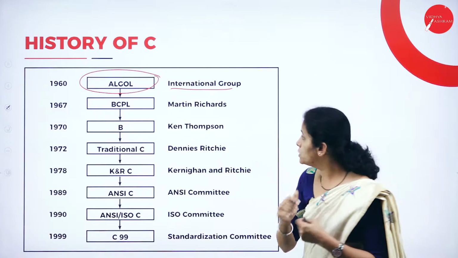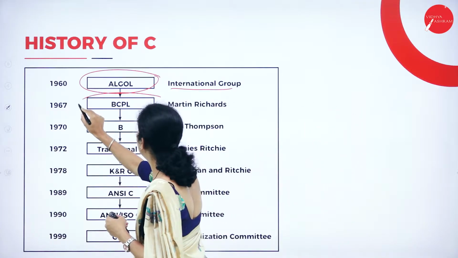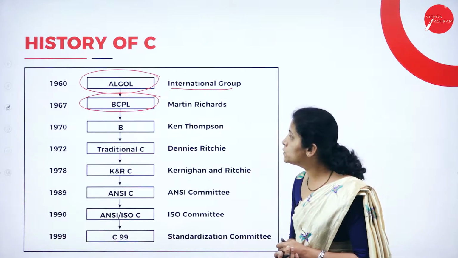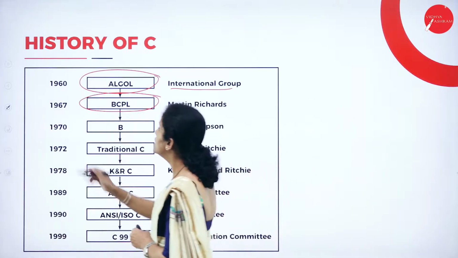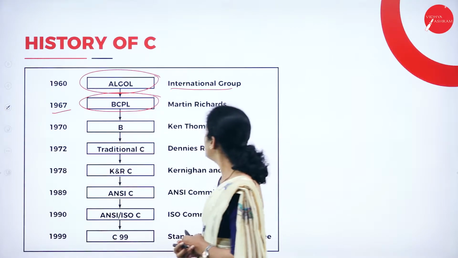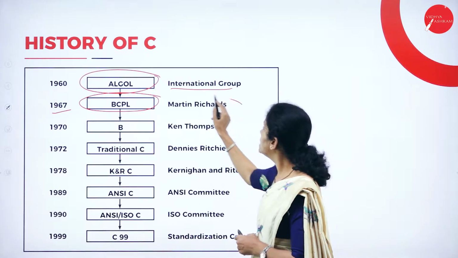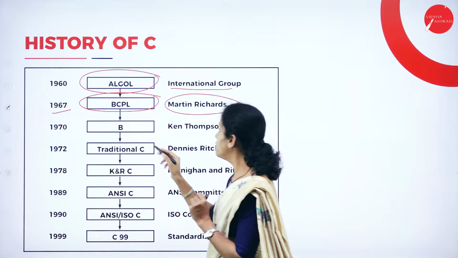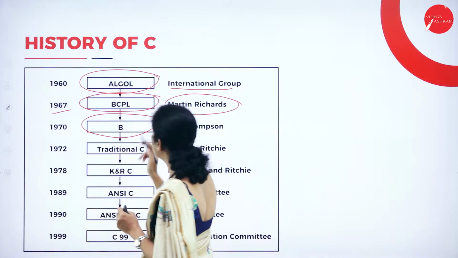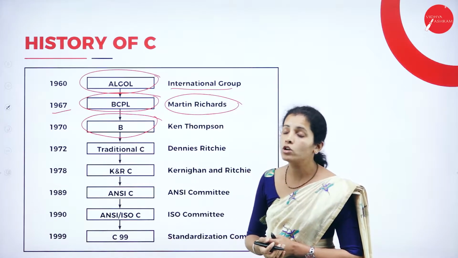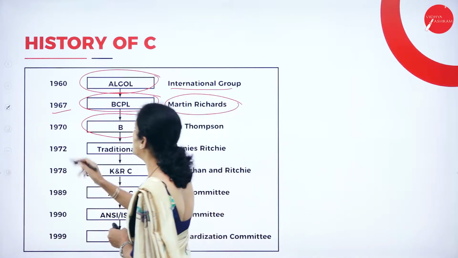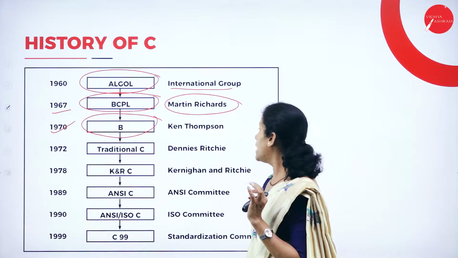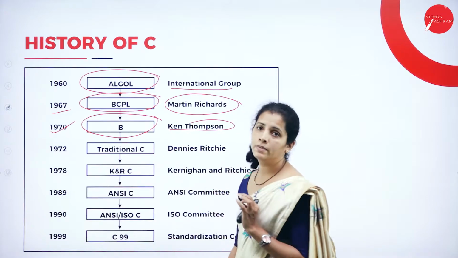incompatibility. Due to that, we got BCPL, and this programming language was introduced in the year 1967 by Martin Richards. After that, we got another programming language called B, and it was introduced in the year 1970. It was introduced by Ken Thompson.